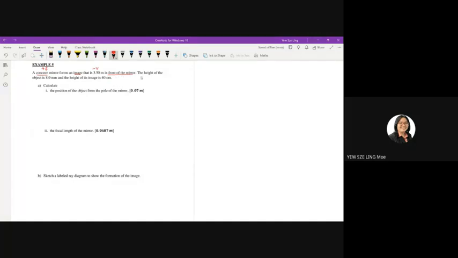The height of the object is 8 mm, and the height of its image is 40 cm. So we have the height of the object, HO, and the height of the image, HI. But the question is, is my image upright or inverted?